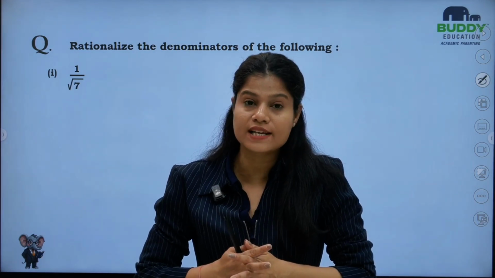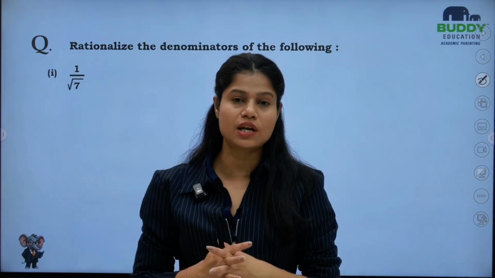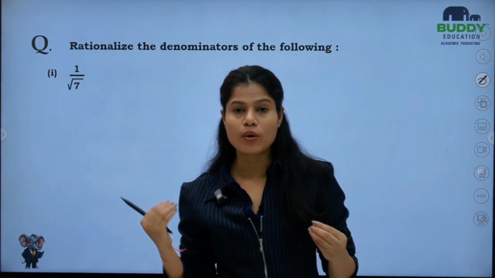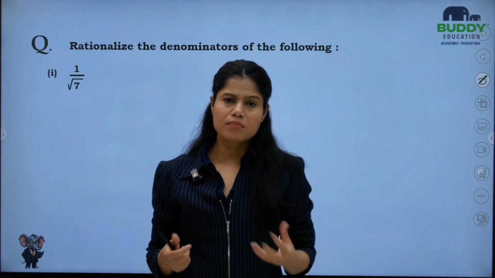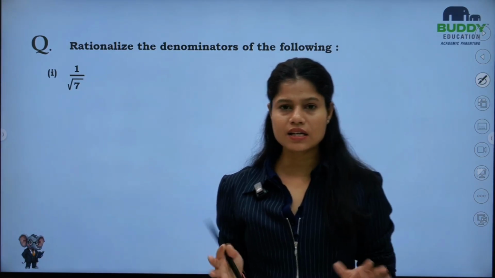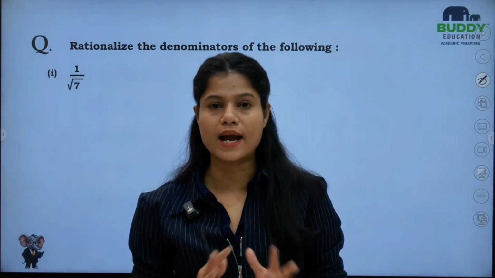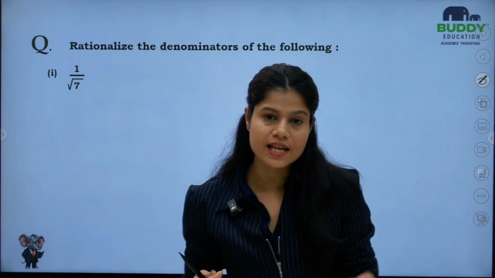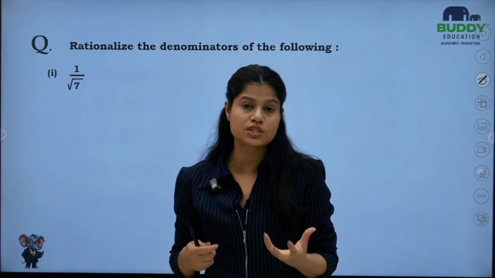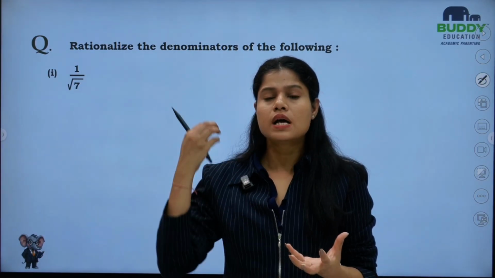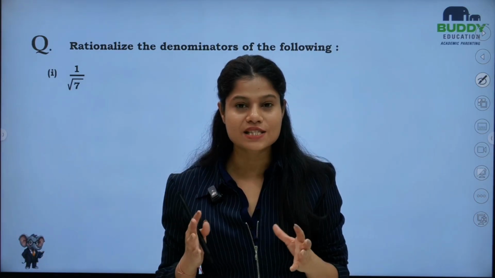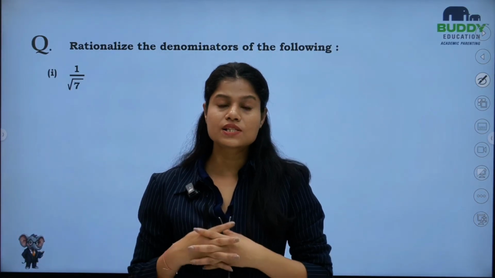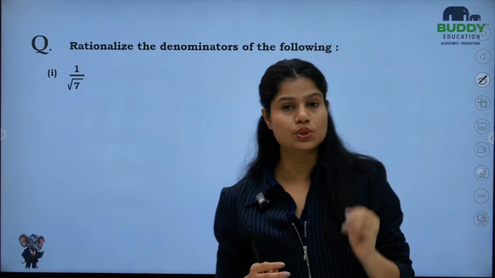Why do we need to rationalize? We do rationalization to make our denominator rational. Means if the numerator is irrational, it does not matter. But if the denominator is irrational, in that case we have to do rationalization. Means we have to do some process by which our denominator will become rational. Now let's find out how we actually can do it.